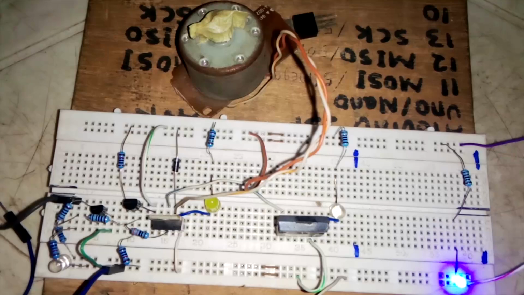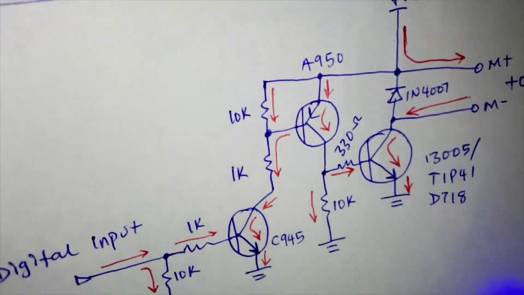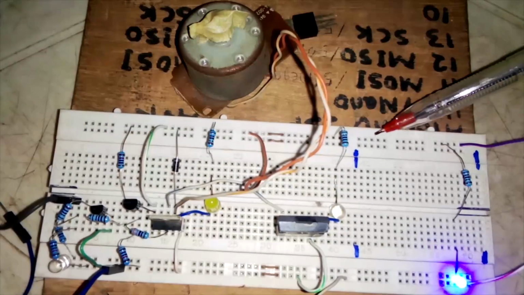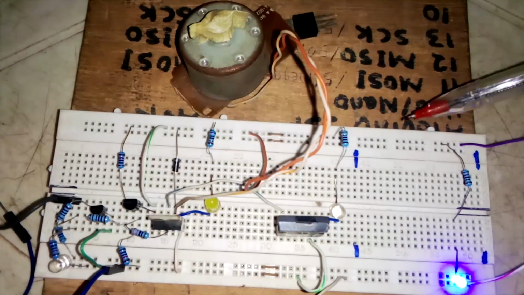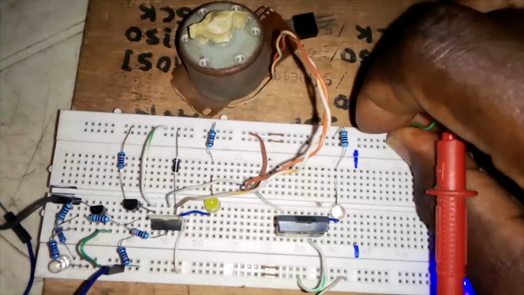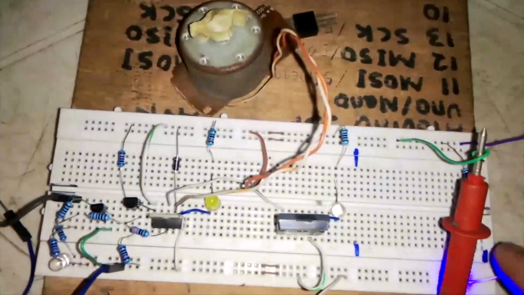If you observe our circuit very well, look at the circuit. Our DC motor is at this point. This terminal is 12 volts, and this terminal is our ground. So I have 12 volts supplied here. Let's check the voltage with our meter. You can see the voltage at this point.